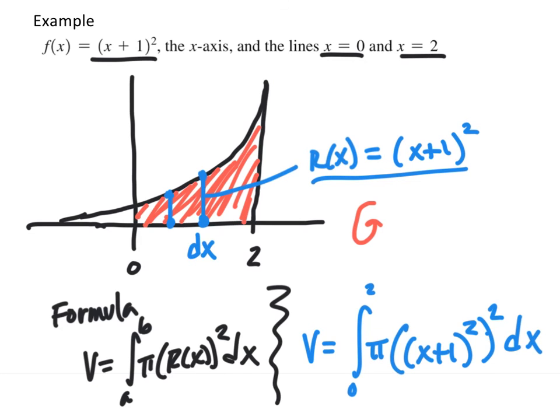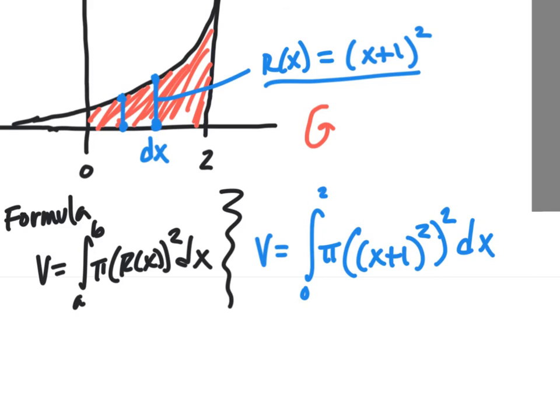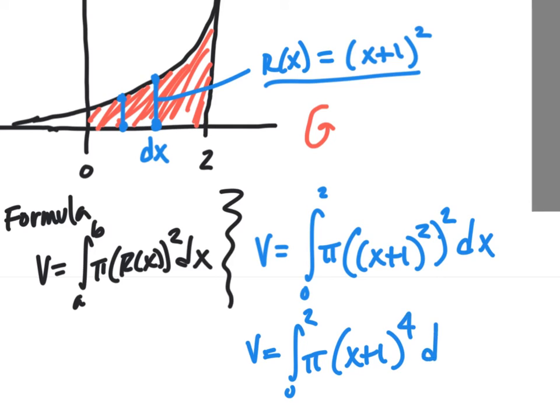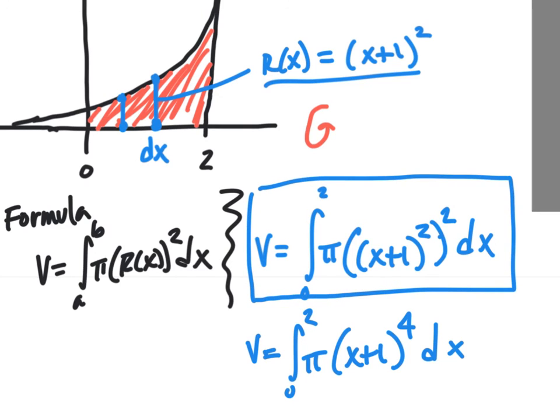And you could simplify this a little bit. You could probably write this out as volume equals the integral from 0 to 2 of pi times the quantity (x plus 1) to the 4th dx. That works too. But either one of these is fine. Again, guys, we are more concerned about you setting these up than anything else.